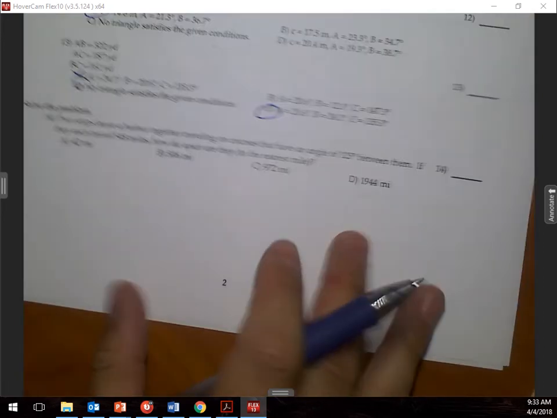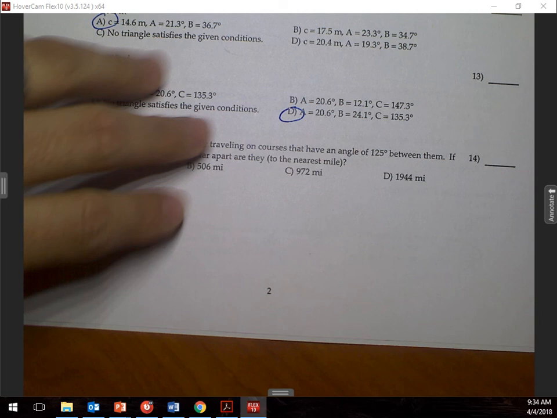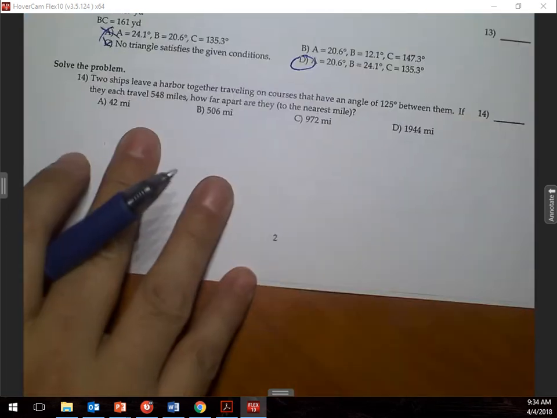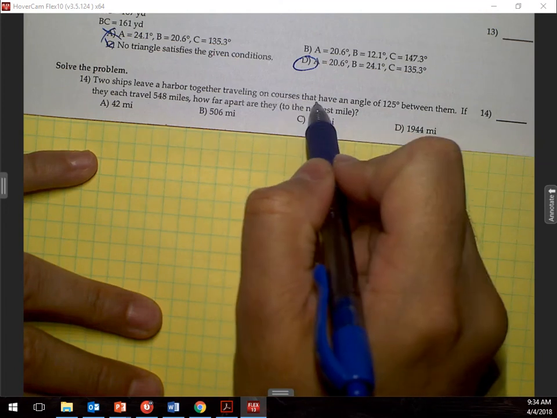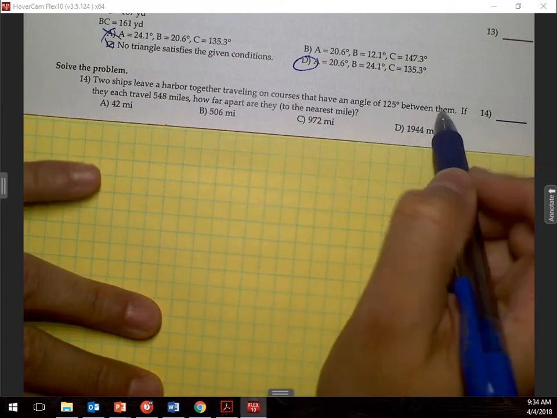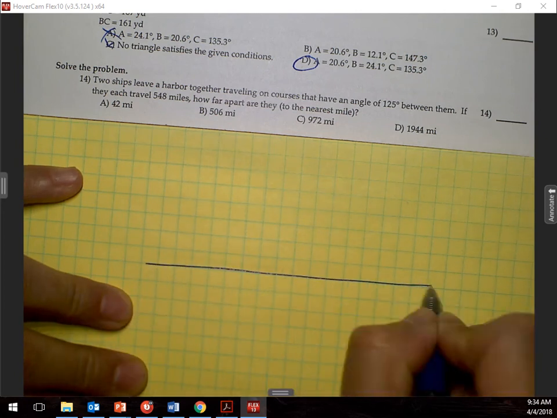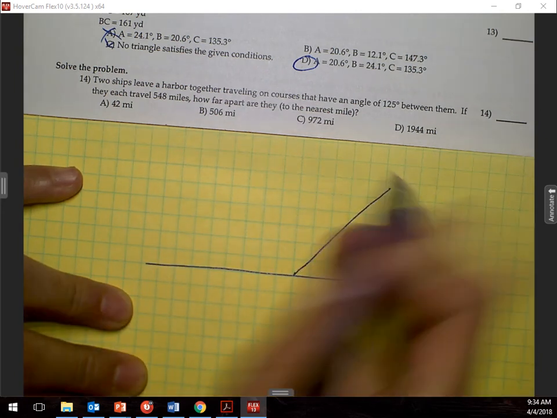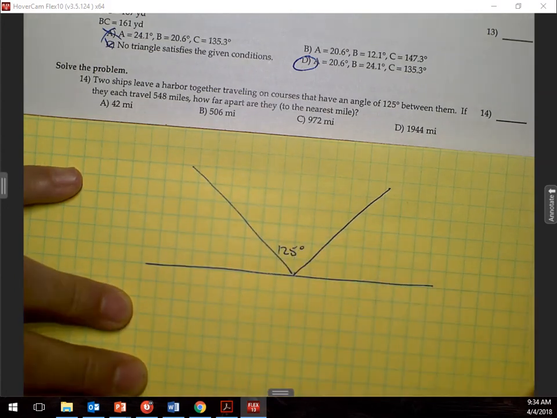And is there one more? Just one more? Okay, 14. Two ships leave the harbor together, traveling on courses that have an angle of 125 degrees between them. So angle A would be 125. I'm just going to draw a random one like this. There you go. So they're leaving this way.